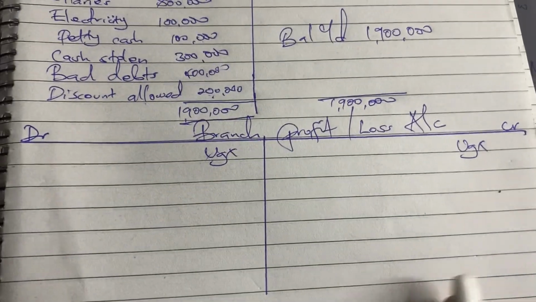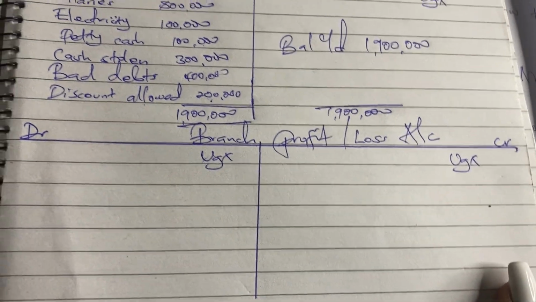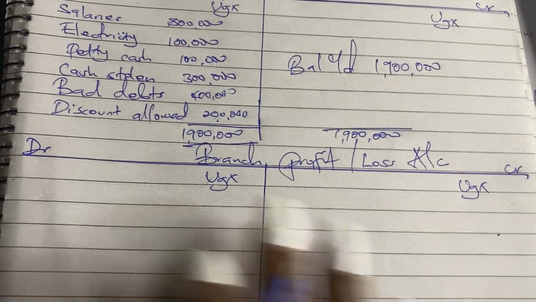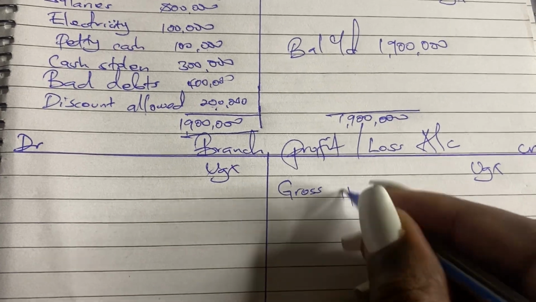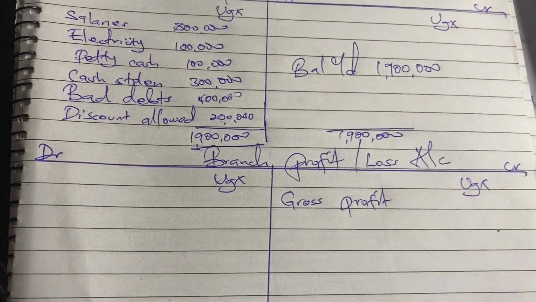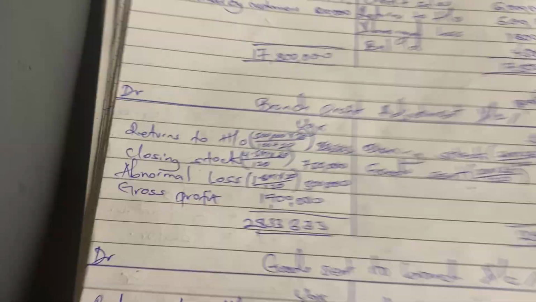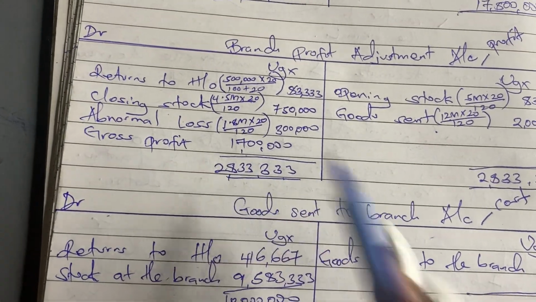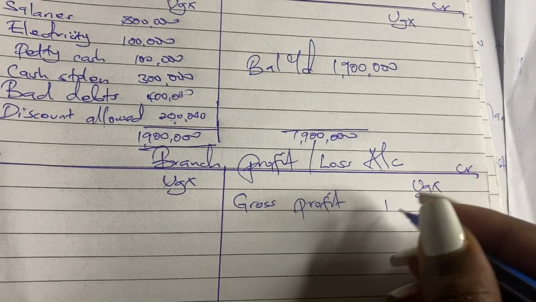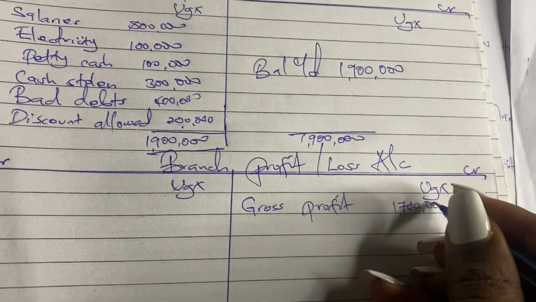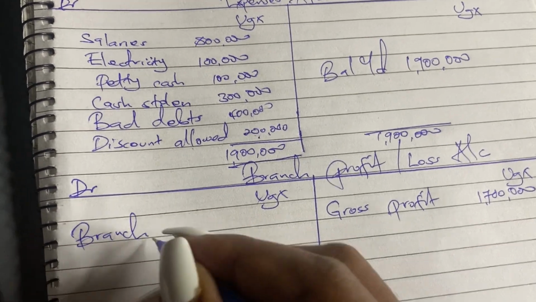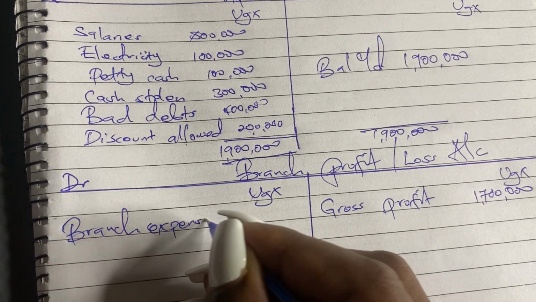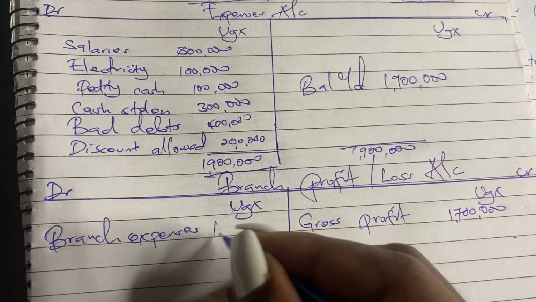Like that. Then we come to the branch profit or loss account. On this side we write the gross profit, then this side we write the expenses. So gross profit, we consider the gross profit that we got from the branch profit adjustment account. This one, it's 1.7. Then the branch expenses, this side. Branch expenses we have is 1.9.